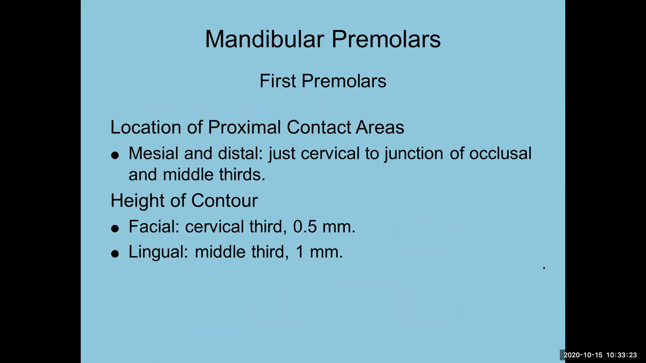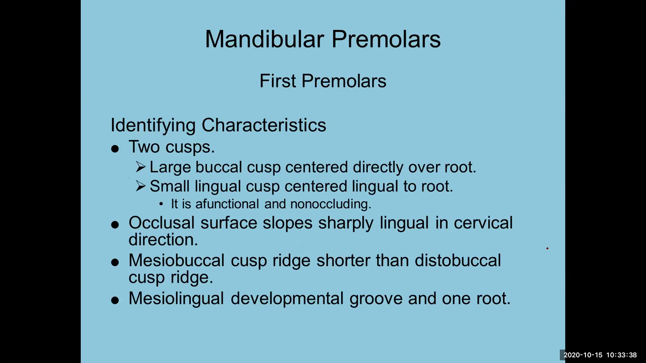For your first premolars, height of contour is the cervical third for the facial, as it is in all teeth, and it's in the middle third on the lingual, as it is for posterior teeth. You've got an afunctional or non-occluding lingual cusp on the first premolar. Afunctional is the term I use. I've seen non-occluding as well, so be familiar with both terms. The occlusal surface slopes sharply to the lingual. So when you're seeing an interproximal or a mesial or distal, that's the root, and then the crown is going to be like that.